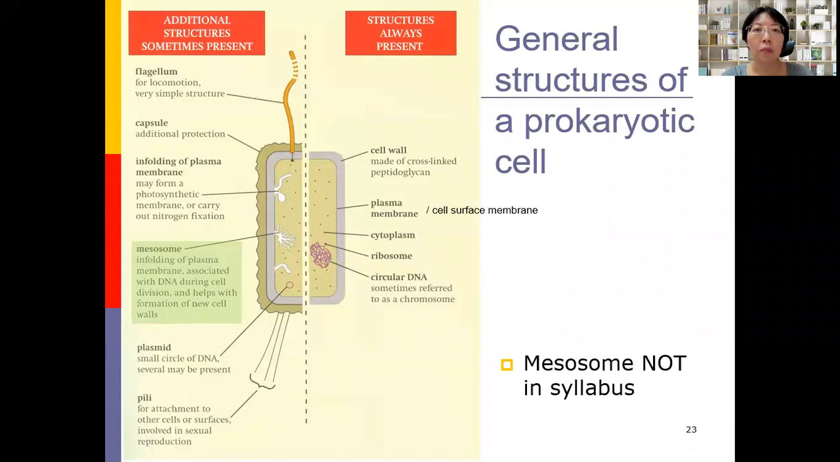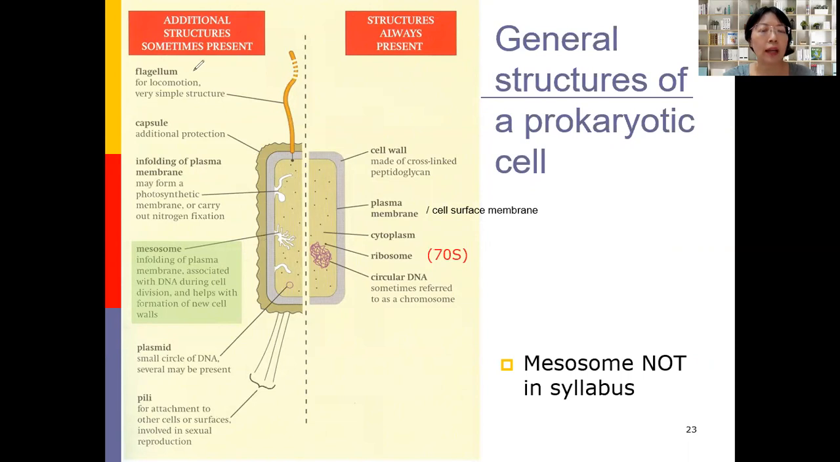Hang on. So plasma membrane is like the cell surface membrane, cytoplasm, ribosome. So this ribosome must be a 70S ribosome. Okay, 70S ribosome. So you can add this into your notes. Then the DNA is always circular DNA and is naked. Now, what about additional structure here?